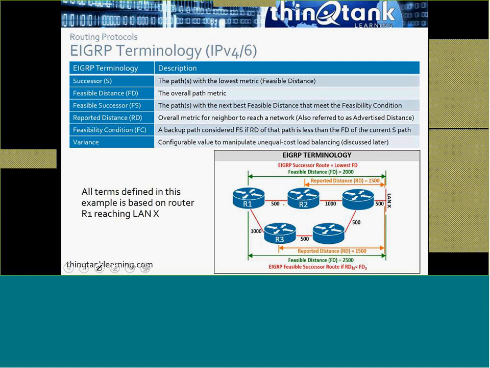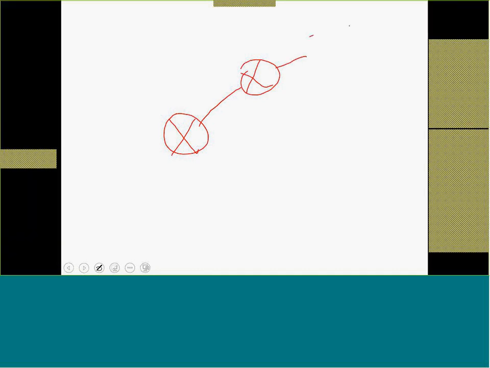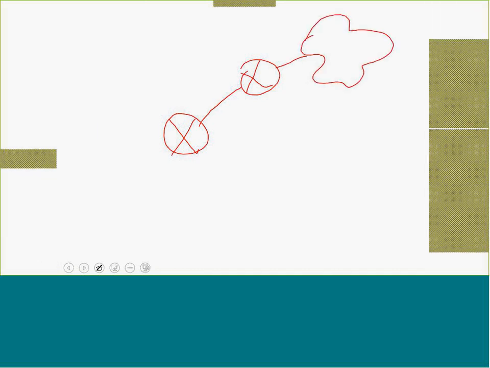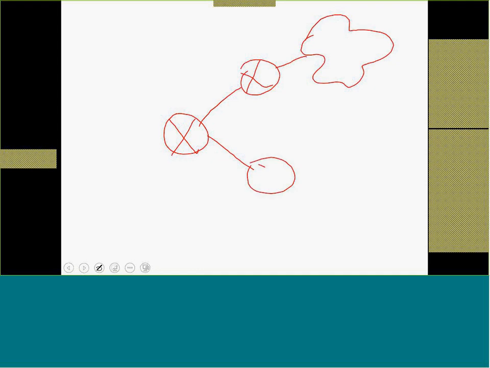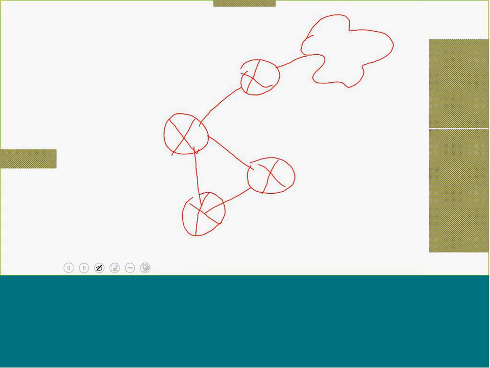Okay? I'm going to explain one more thing about this slide, then we're going to move on. This is a diagram that I typically use to describe the reason why it is important to do this feasibility condition check. Because when we talk about a loop in the network, we're not talking about the loop that we had in that original diagram. We're talking about a loop like this.